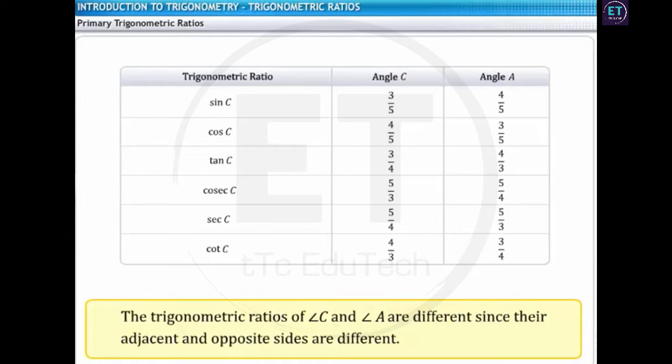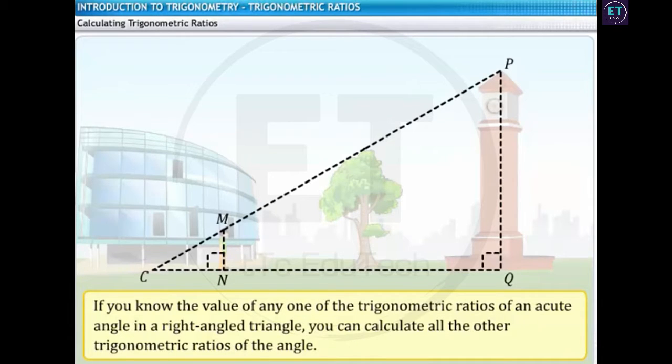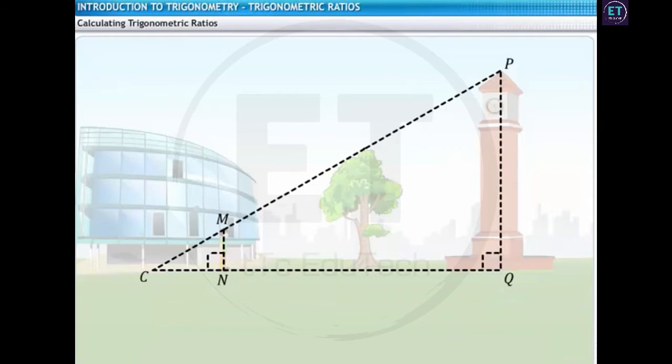As you can see in the table, the trigonometric ratios of angles C and A are different since their adjacent and opposite sides are different. In case of the trigonometric ratios of an acute angle in a right-angled triangle, if any one of the ratios is known, all the other trigonometric ratios of the angle can be calculated. We'll apply this understanding to help Jack find the height of the clock tower.